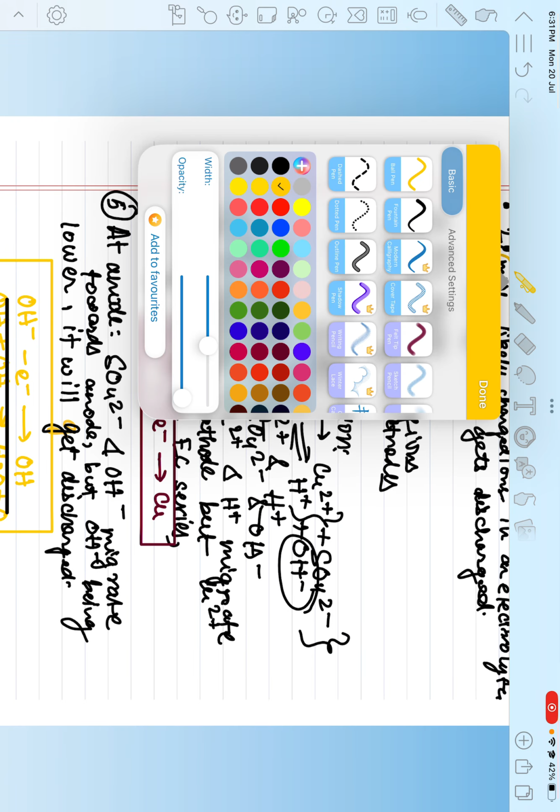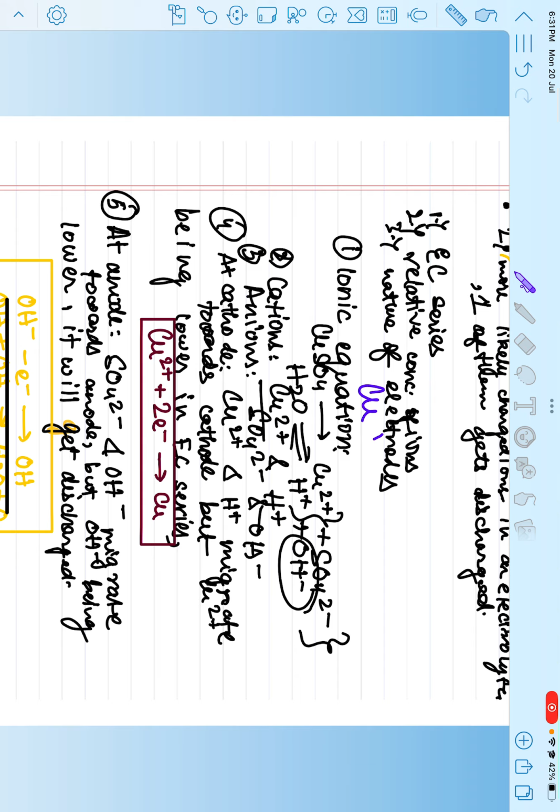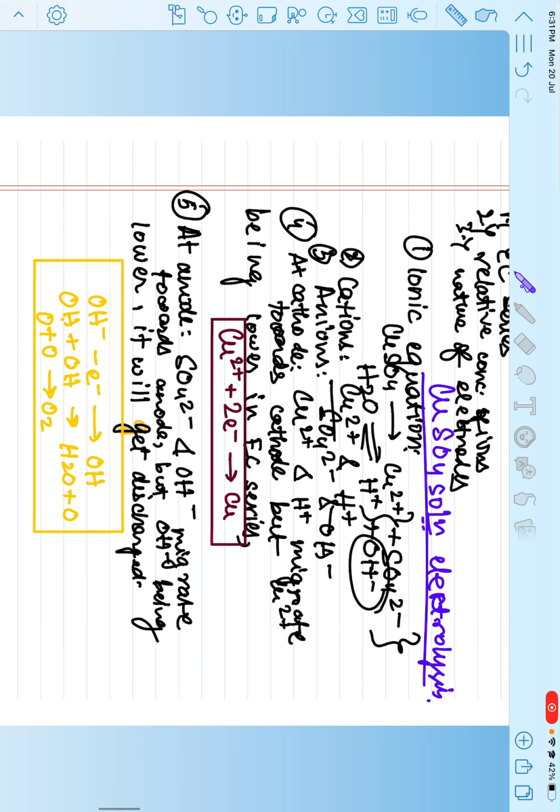Let me just quickly write the key points. This we have discussed, CuSO4 solution, electrolysis, full details. So what is the ionic equation? CuSO4 breaks down to Cu2 plus and SO4 2 minus, H2O breaks down to H plus and OH minus. The cations present are Cu2 plus and H plus, and the anions present are SO4 2 minus and OH minus. At cathode, both Cu2 plus and H plus migrate, but since in the electrochemical series Cu2 plus is lower, that gets discharged and Cu2 plus gains 2 electrons to become Cu.